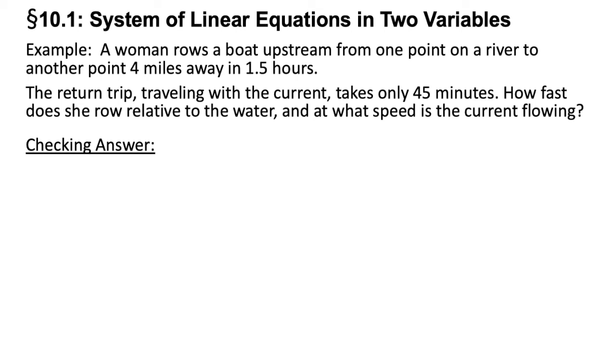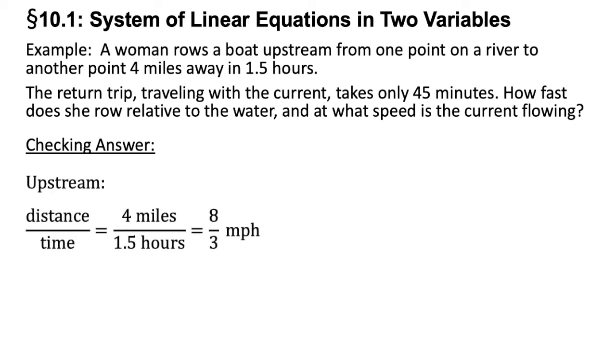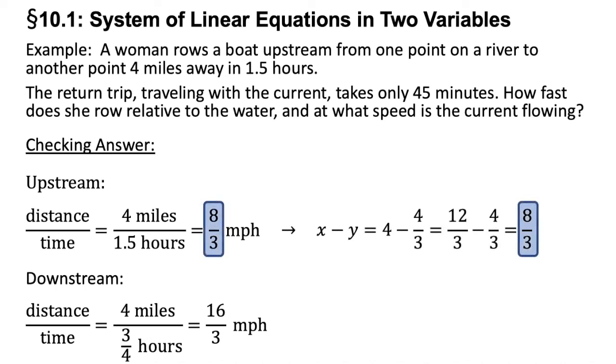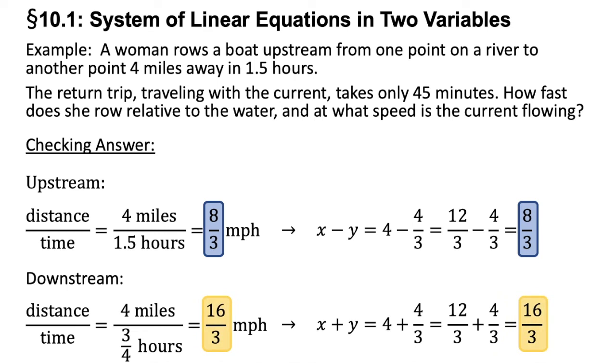Again, to check our answer, upstream is 4 miles in 1.5 hours and downstream is 4 miles in 3/4 of an hour. We had x minus y for upstream, and by substituting x and y, we get the same value. And we had x plus y for downstream, which simplifies to the same value.